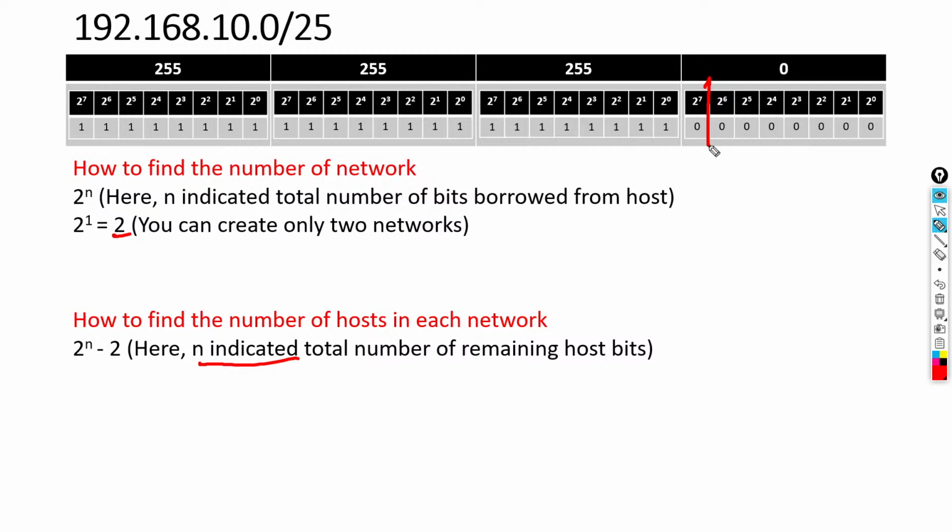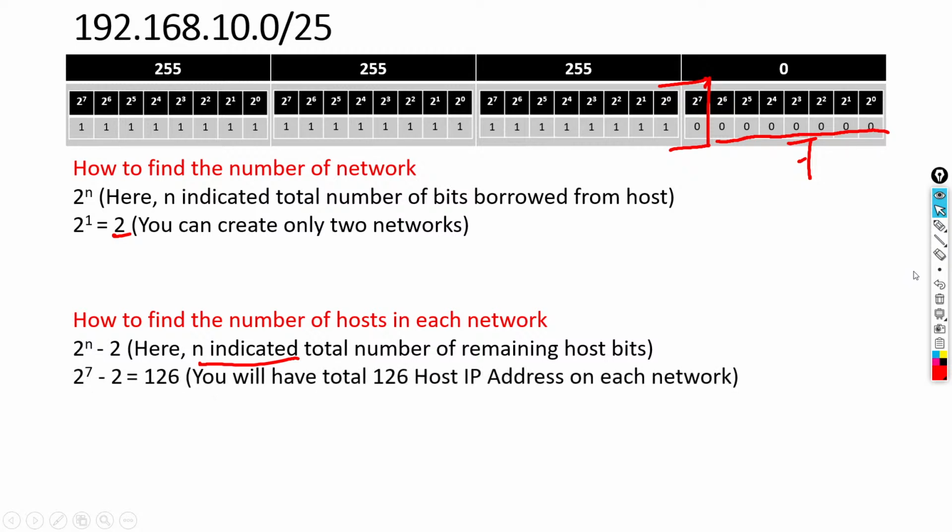Hence, we have borrowed 1 bit from the host, correct? This bit now belongs to the network. So how many bits remain in the host part? All total 1, 2, 3, 4, 5, 6, 7. All total 7 bits are remaining in the host part. So what will the correct answer be? Tell me. It is 2 to the power 7 minus 2, which is equal to 126. Clear? 2 to the power 7 minus 2, which is equal to 126. Done.